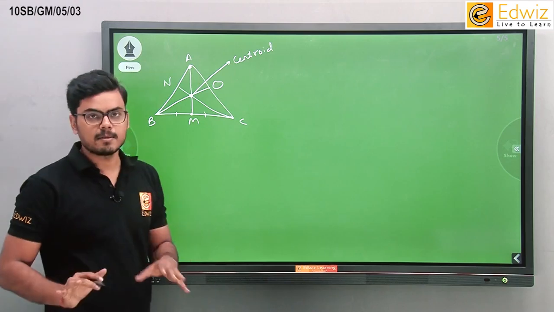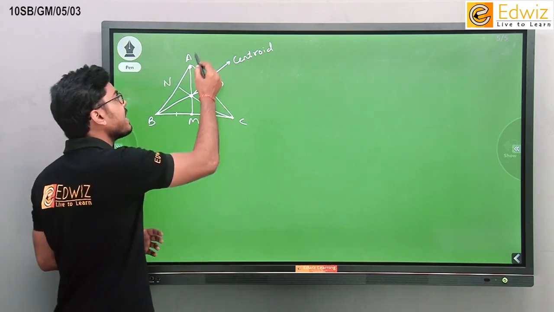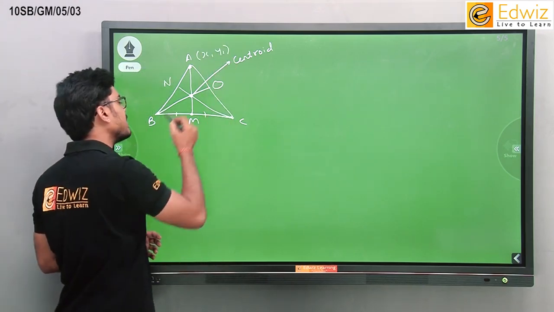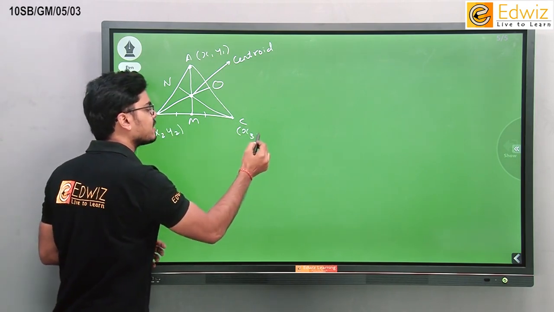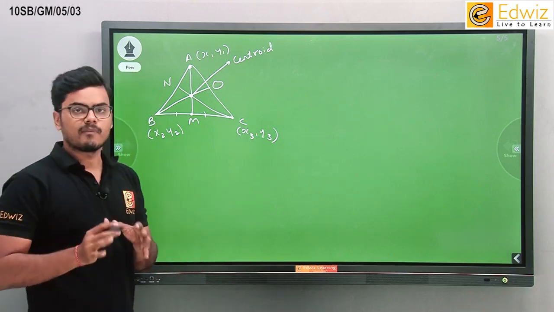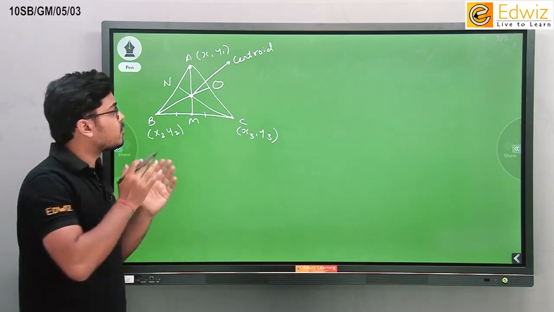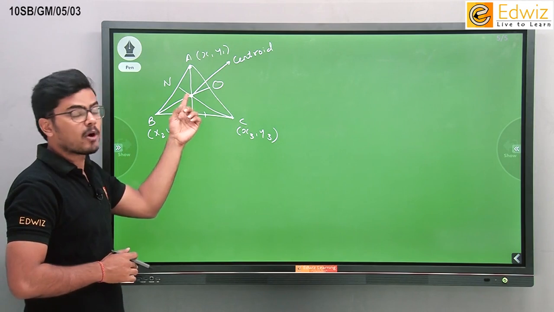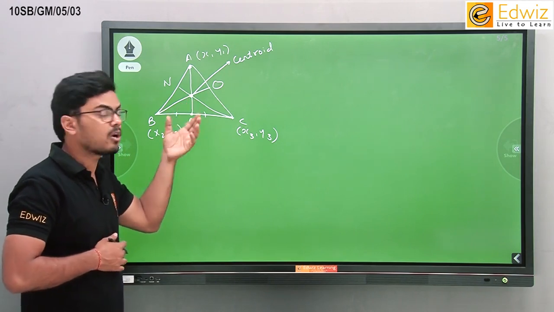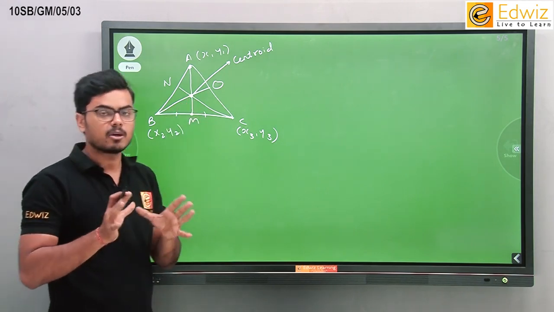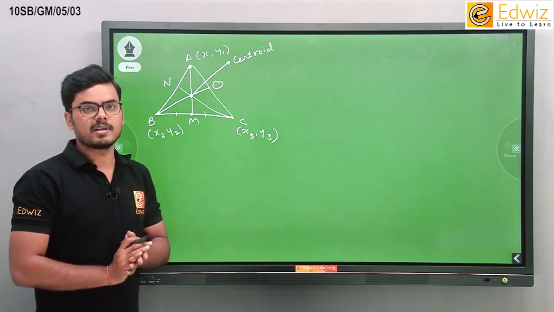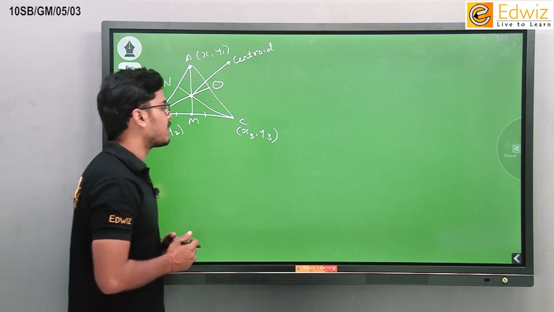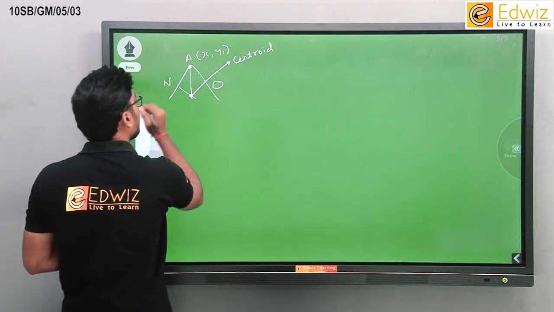So the question will basically come like this: if A x1, y1, B x2, y2, C x3, y3 are the three points of a triangle, you have to find the exact point that is the centroid of this triangle. We have to find the coordinates of the centroid. So there is a formula for that. Once again, a pretty simple formula if you understand it properly. So I'll write it now.